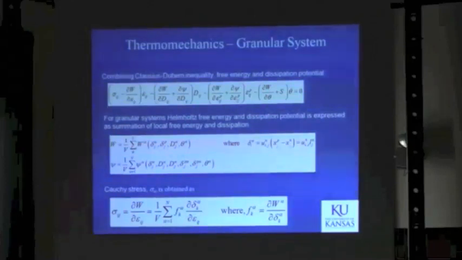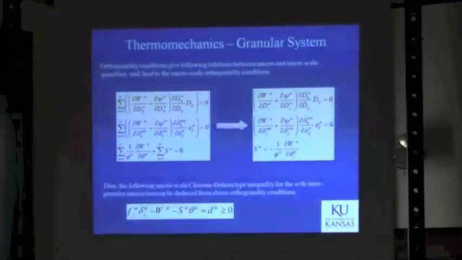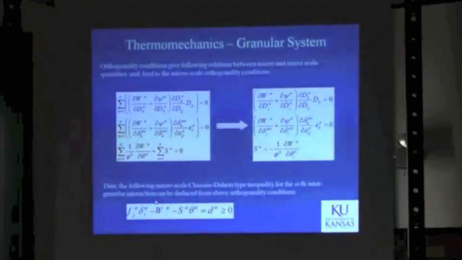The other thing that will come out of this equation, after we introduce the free energy and the dissipation function into the macro scale Clausius-Duhem inequality, is of course the Cauchy stress definition, and we get some additional equations which are known as orthogonality conditions in plasticity. In some conditions we can simplify these such that we end up with a Clausius-Duhem type inequality that's valid for a grain pair interaction. In other words, we can utilize this information to establish constitutive laws at the micro scale.